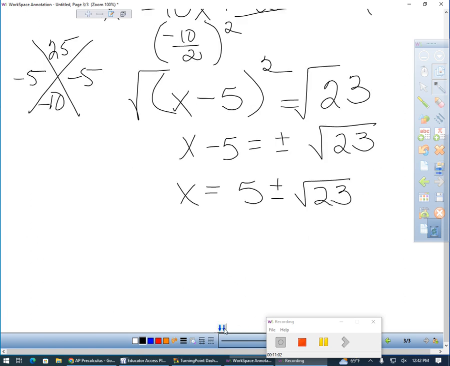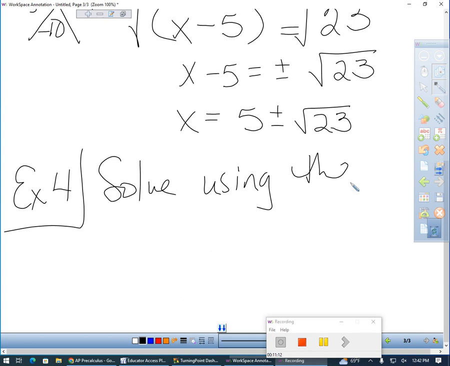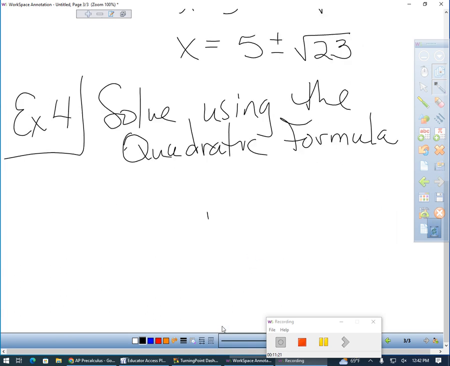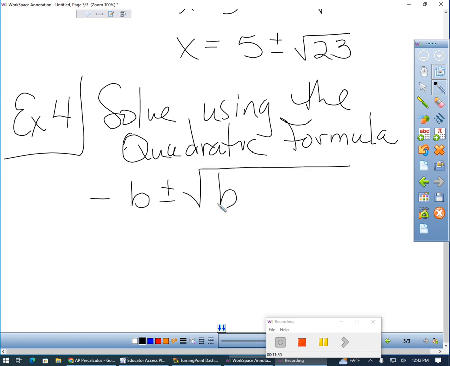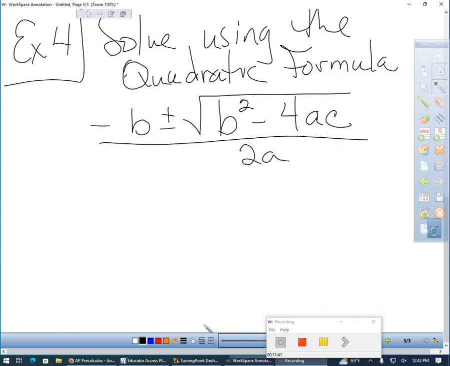Let's do this. Example number 4. Solve using the quadratic formula. Do we remember the quadratic formula? Negative b plus or minus square root b squared. Good. There we go. All right, so we are going to use this to solve the next couple. So in our homework, we're up to 19 through 23.